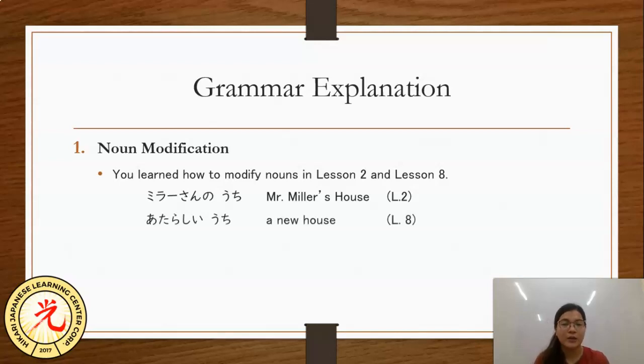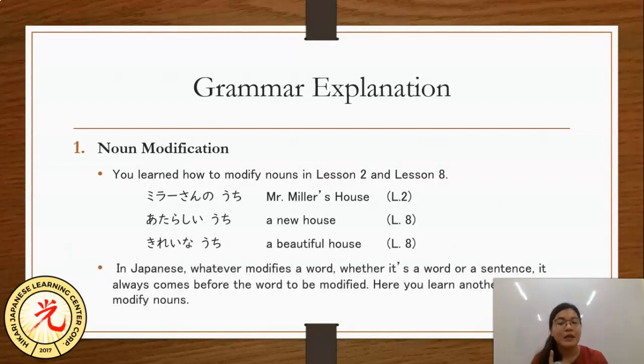Another, in lesson 8, we also modify it like this. A new house, using an adjective. So an adjective plus a noun, that would be atarashii uchi. While in the na adjective, you could say a beautiful house. When combining a na adjective and a noun, you just put na after the na adjective. A beautiful house in Japanese would be kirei na uchi.